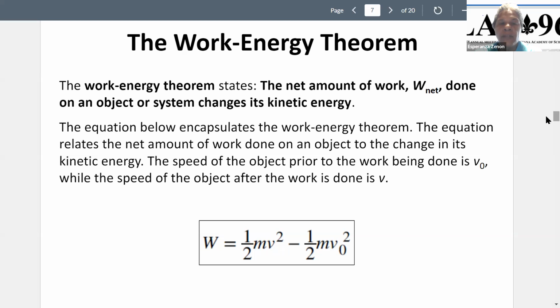The final is 1/2 mv squared. The initial is 1/2 mv naught squared, right? So we're looking at the change in the kinetic energy. How much kinetic energy did we end up with, minus how much kinetic energy we started with. That difference is equal to the work done. So you can see from this formula that if an object's speed changes, then we can look at how much work is being done. Okay, work energy theorem.